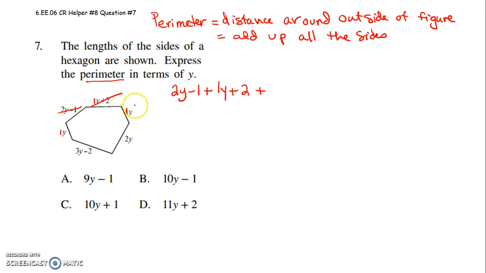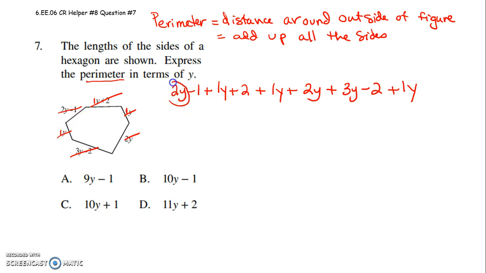plus, this is really 1y on this side, plus, this is 2y, plus, this is 3y minus 2. A lot of times when I'm going to find the perimeter, I like to cross off each side as I write it down when I'm adding up my sides so I don't lose my place. And then here I have another plus 1y. And I'm going to just go ahead and add those up.